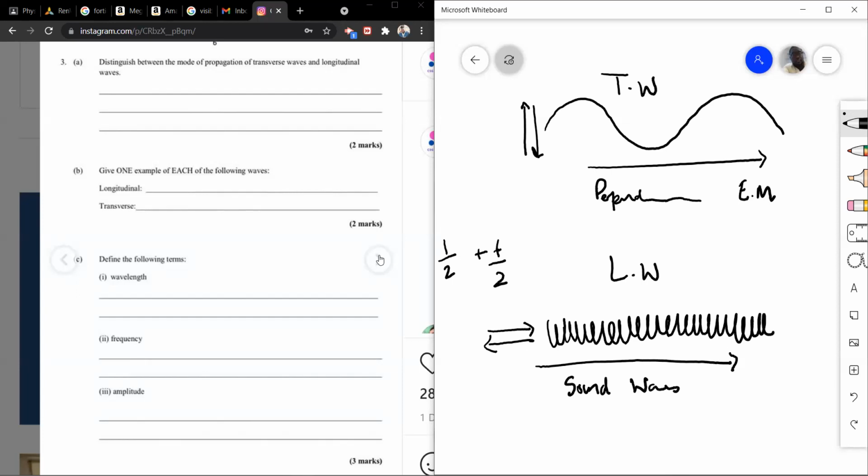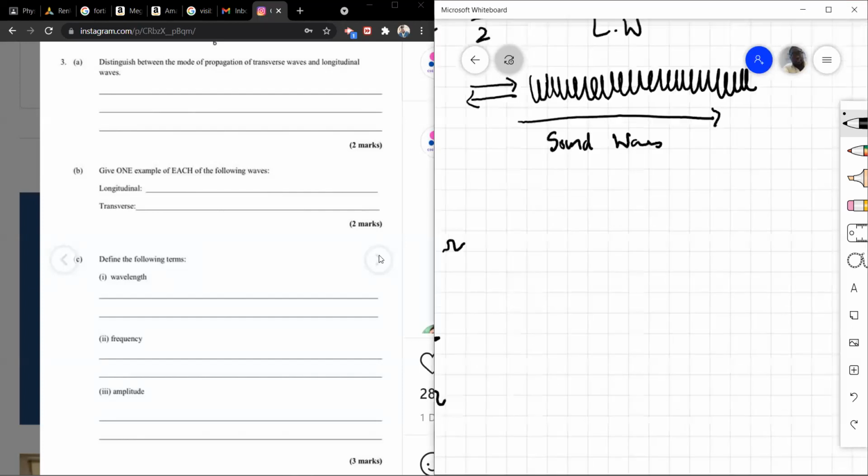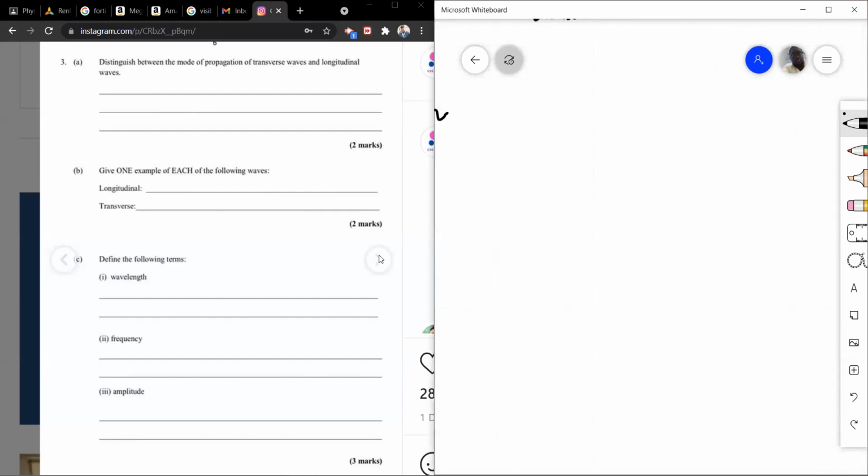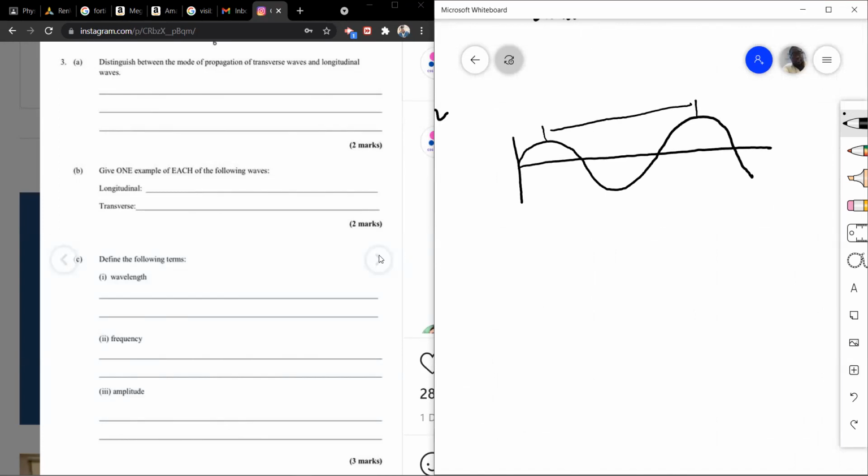All right, let's define these quickly. What's the wavelength? Wavelength is the distance between two successive crests or troughs. Perfect. So you have to specify and say on a transverse wave. On a transverse wave, sure. And on a longitudinal wave, what would it be? Compressions and rarefactions. Thank you. It would be the distance between two successive compressions or rarefactions.